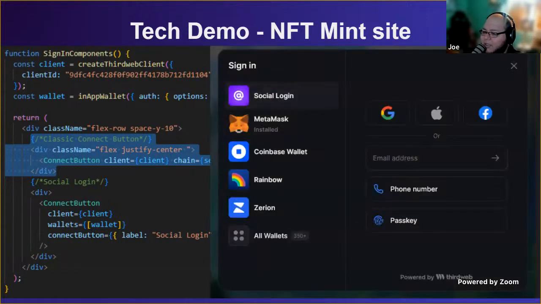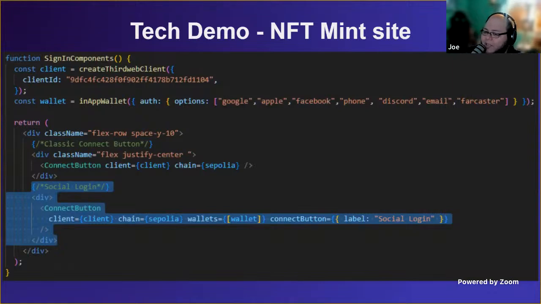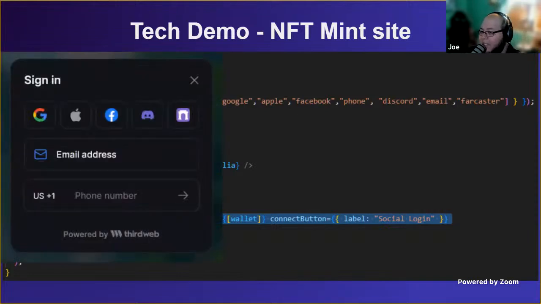And this is what it looks like, right? A user clicks on that button, tries to sign in, and they can see all of their EOA wallets. They can see at the very bottom all the 350 that we support, as well as social logins. If there's a time where you want to have only social logins, perfect. We can do this code snippet down here at the bottom and specify exactly which social logins we want. In this case, we can see we want Google, Apple, Facebook, phone, Discord, email, and Farcaster. And that looks like this.